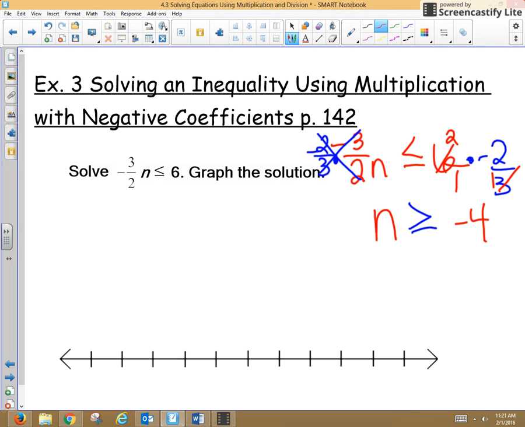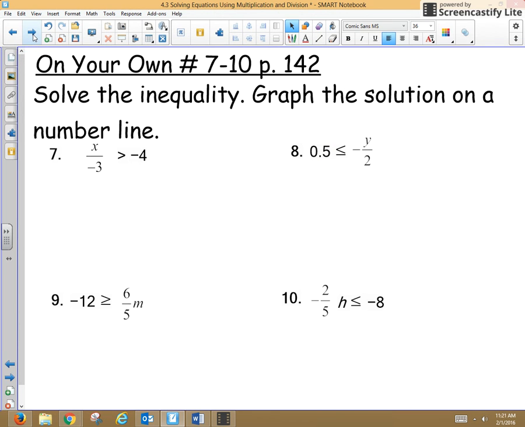Now we need to graph it. So when we graph, I'm going to number my number line here. There's negative 4. It is greater than or equal to, so it is a closed circle. If n is greater, you shade it to the right. Okay. So the only thing you need to remember is multiplying or dividing by a negative coefficient means you have to switch the symbol to reverse to the opposite of what it says. I'd like you to try 7 through 10 on your own. Remember to graph the solution on a number line when you're done.